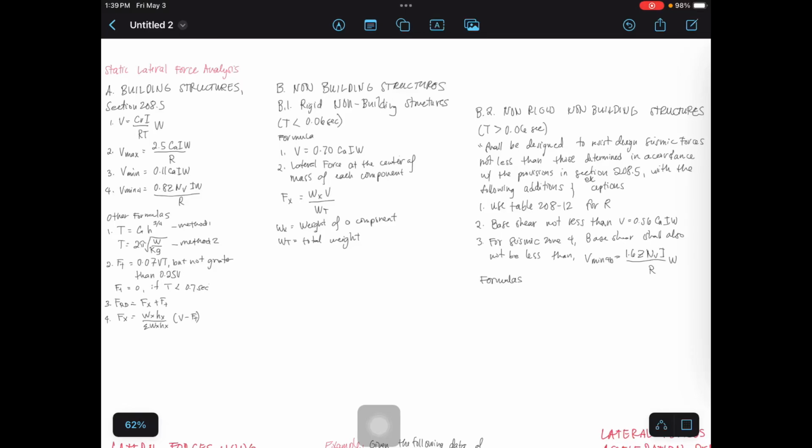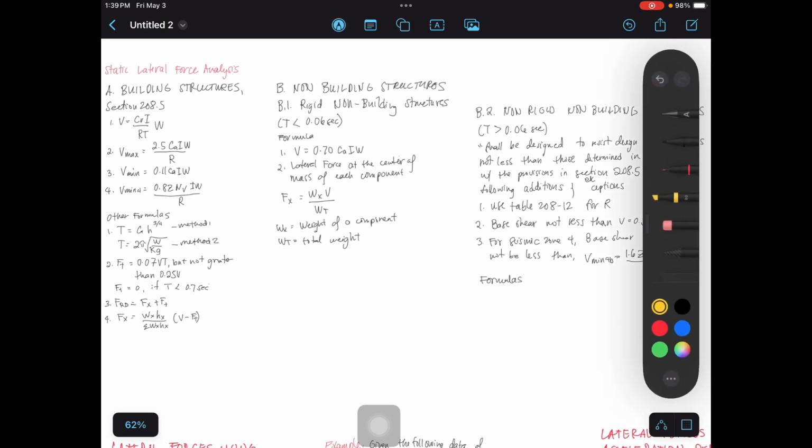Recap muna tayo sa lahat ng na-discuss about how we calculate for the base shear. So, unang-una, nag-static analysis tayo. And then naka-classify ang static analysis for building structures and then non-building structures. So, sa building structure, ang nag-govern na section is 208.5. Under that section, meron tayong apat na formulas to follow to get the base shear for building structures.